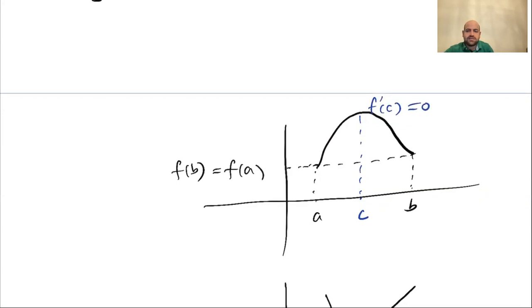F of C is not 0, of course. F of C is this height here, which is of course not 0. It could be 0, it doesn't have to be 0. In this picture it is not 0, but f prime of C is 0 because you have a horizontal tangent line at this point.